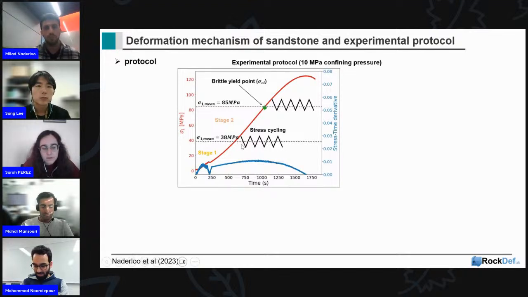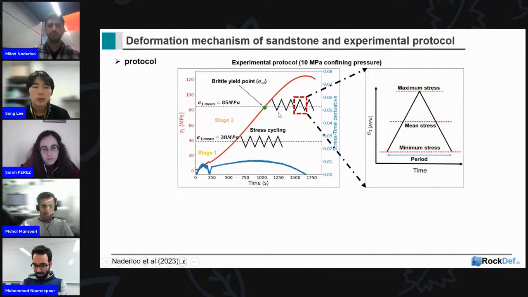We want to apply cyclicity at this stress level, 38 megapascal, or we want to do cyclicity in a high stress regime, 85 megapascal, which is slightly above our brittle yield point. And this is how our cyclic stress waveform looks.